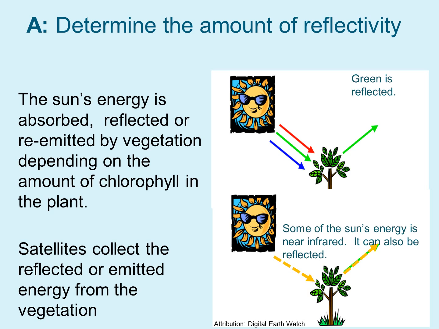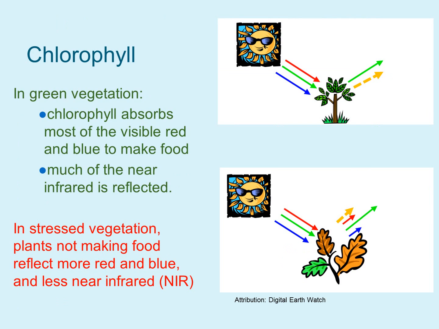In the top image there, you can see the green is reflected in healthy vegetation, and some of the sun's energy is also near infrared, and this can also be reflected in healthy vegetation. Let's take a closer look at chlorophyll. In green vegetation, chlorophyll absorbs most of the visible red and blue to make food for the plant, while much of the near infrared is reflected.